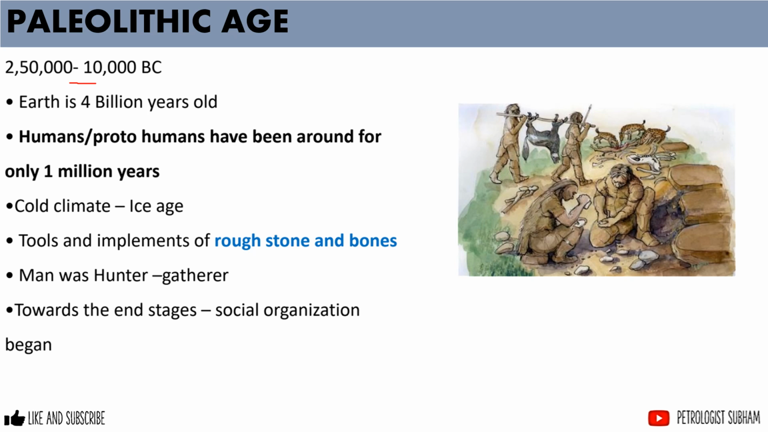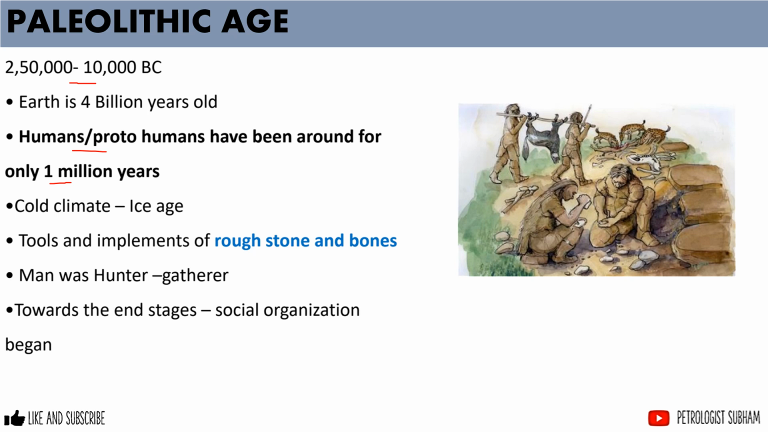Starting with Paleolithic, it has a timeline of 250,000 years to 10,000 BC. Whereas Earth is 4 billion years old, much older than when even the first human appeared. So humans or proto-humans, the human-like beings, appeared around 1 million years, 10 लाख years पहले से ही, ठीक है. But after the cold climate and ice age, we have studied the Paleolithic age in a much wider manner, and before that it was known as just the megalithic age.